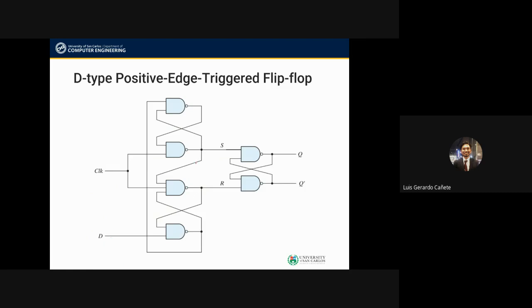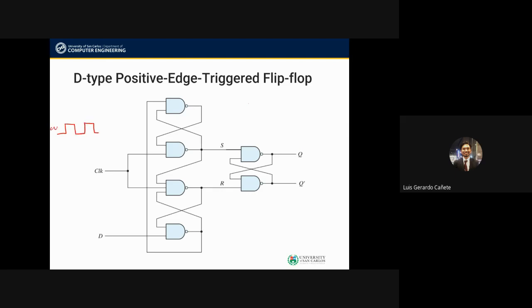Okay, so this will be a positive edge triggered clock. So that means that when the clock goes from 0 to 1, that is when the value of D is captured. Okay, so when it's 0 to 1, Q copies the value of D. Okay, let me delete that for now, and let's try to analyze how this works. Okay, so when clock is equal to, remember that clock looks something like this.